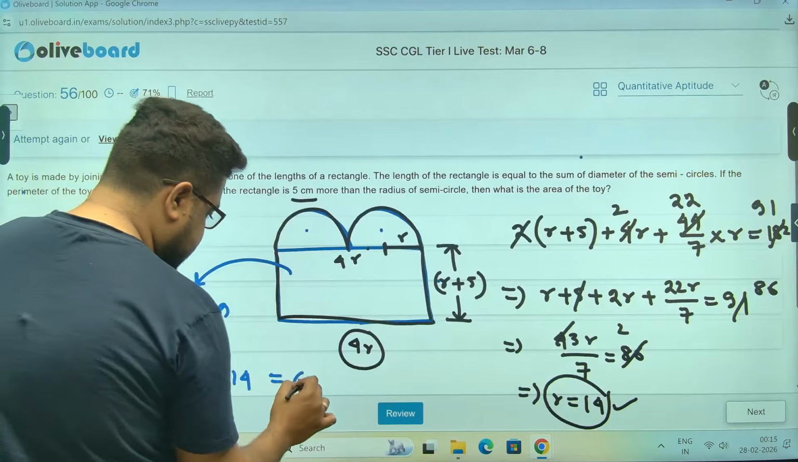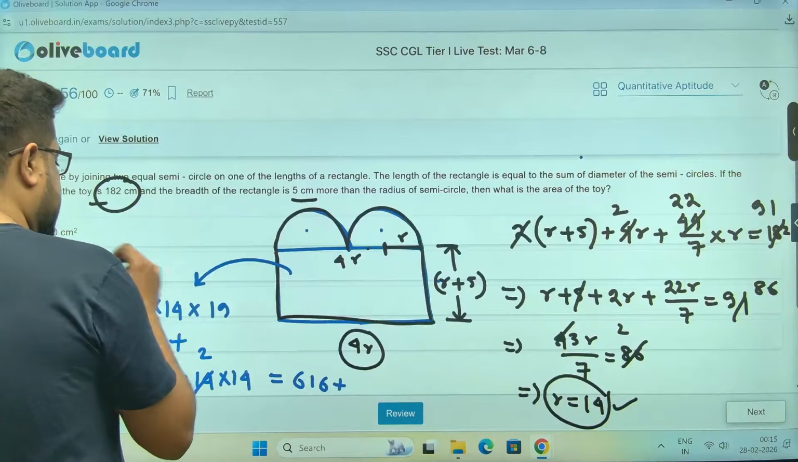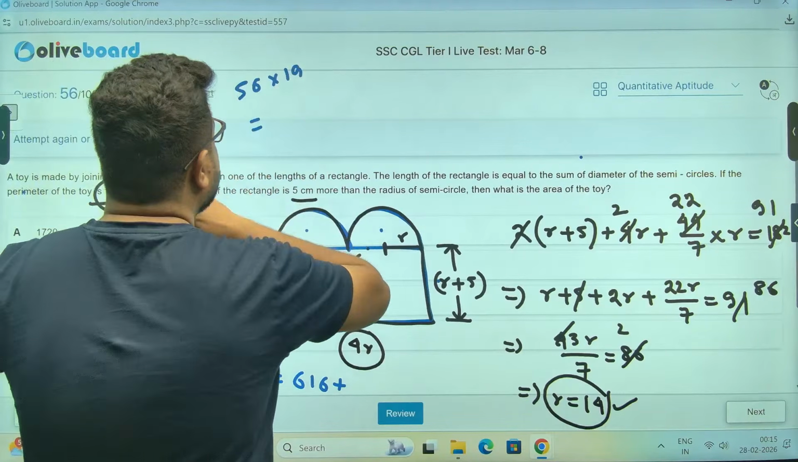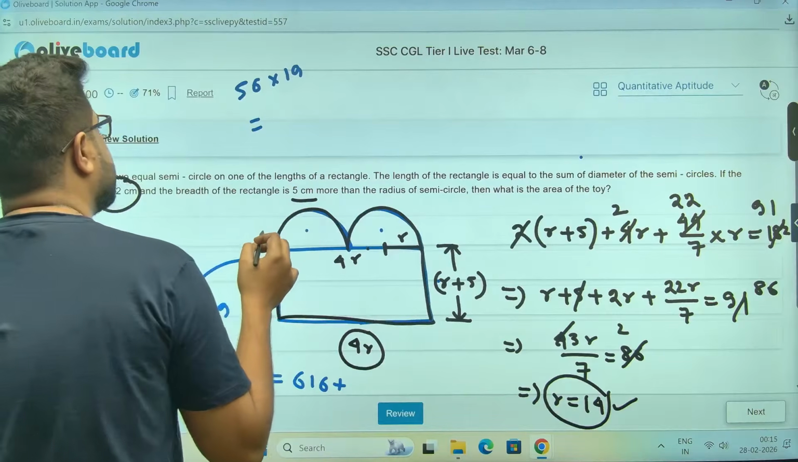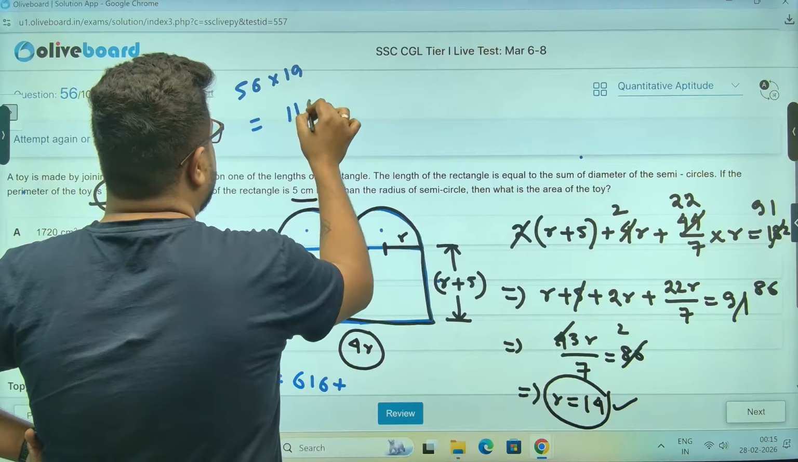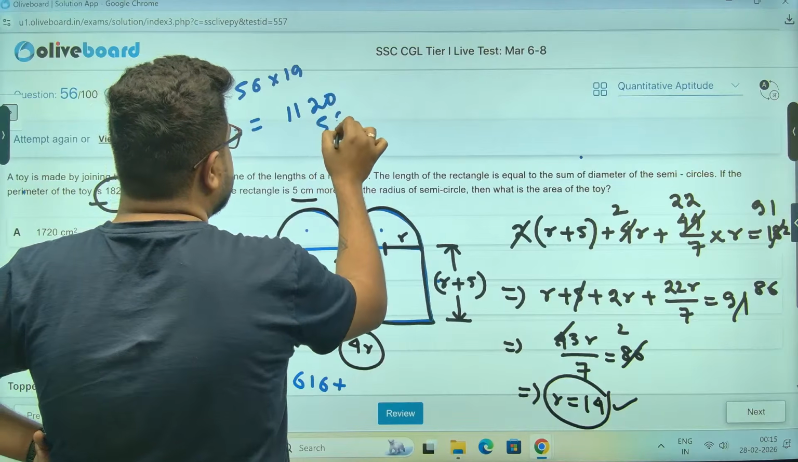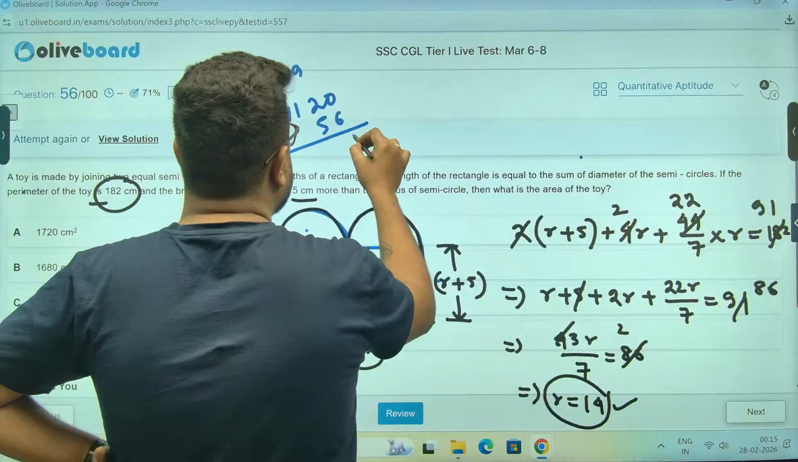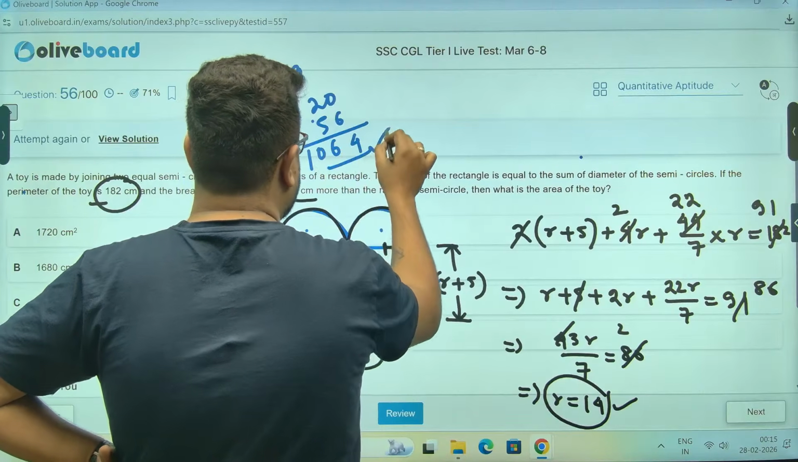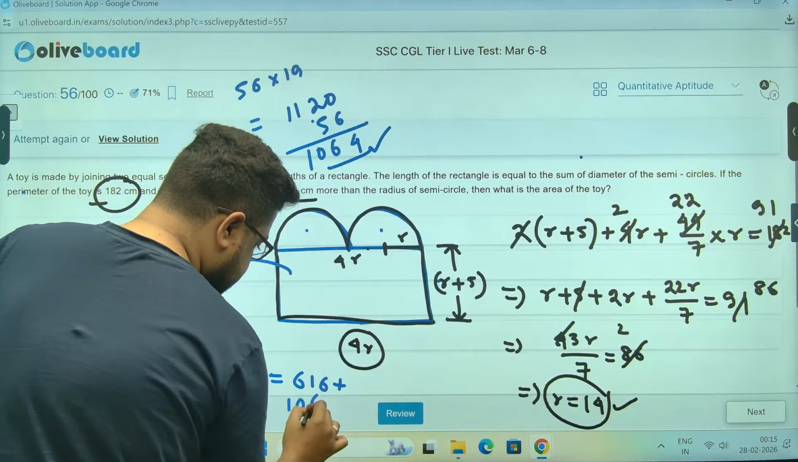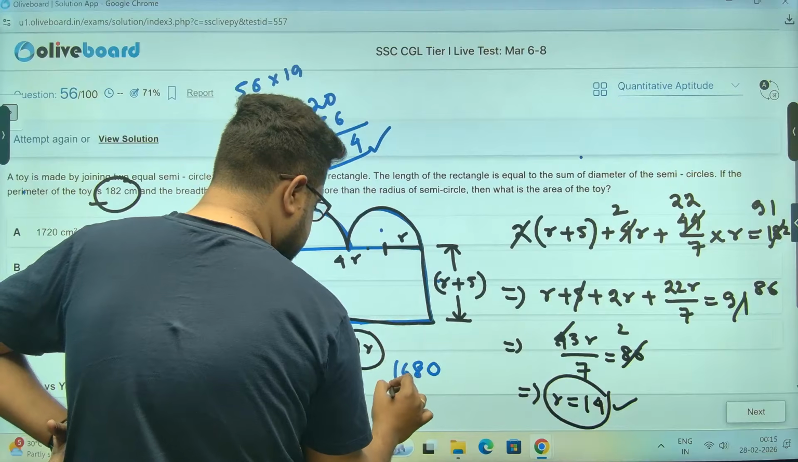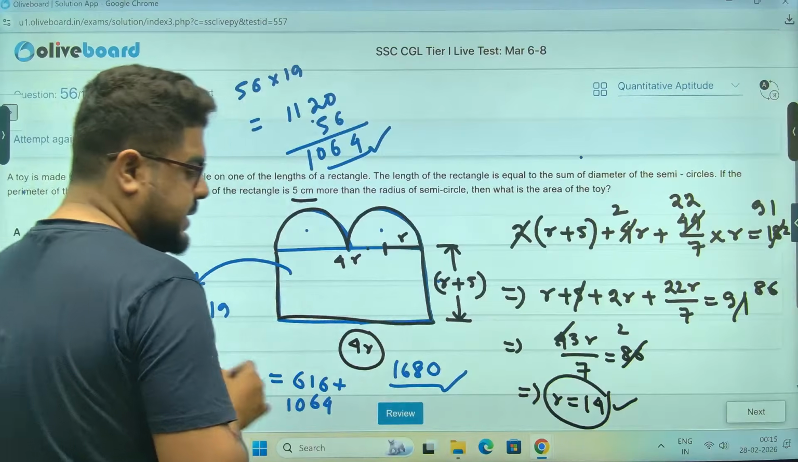So that is 616, plus 56 into 19. 56 into 20 is 1120, minus 56, so this is 1064. Then 1064 plus 616 is 1680. Option B is the correct answer.